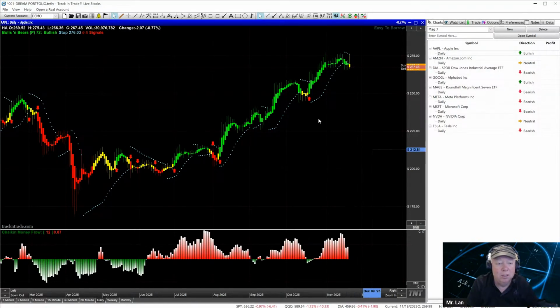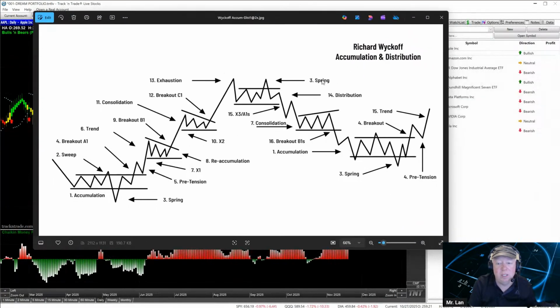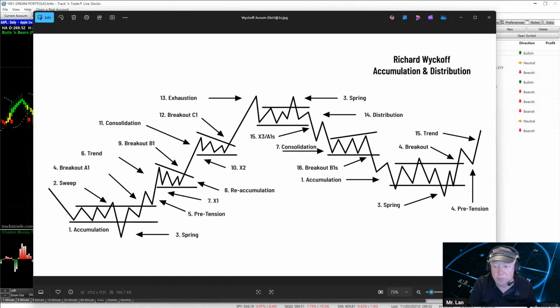All right. So we're going to come in here. And the first thing I want to do is pull up our roadmap. Remember our roadmap that we talked about last night? Okay, here it is. Here's our roadmap. So remember, this is the Elliott Wave Fibonacci Richard Wyckoff accumulation distribution model roadmap. So this is kind of generally speaking how a market goes through price and time.